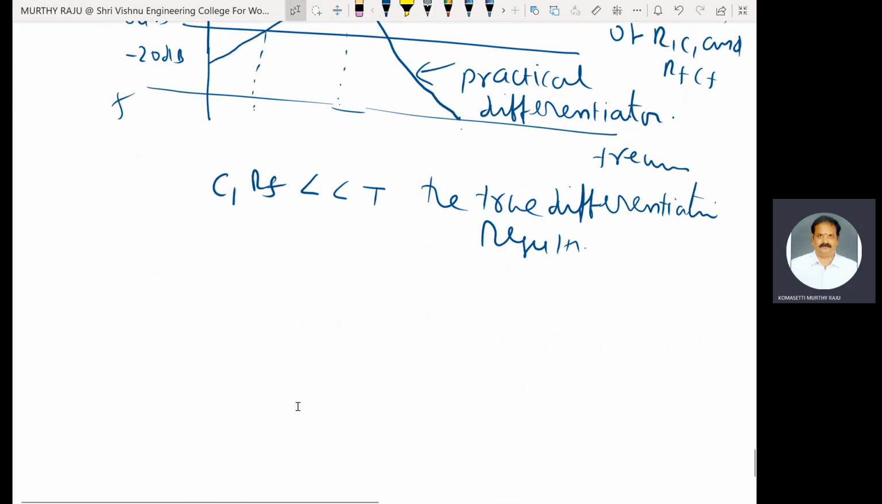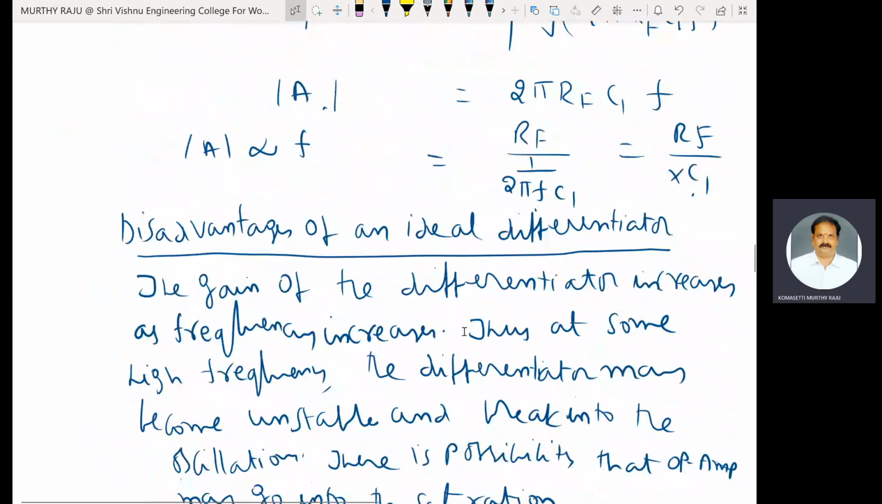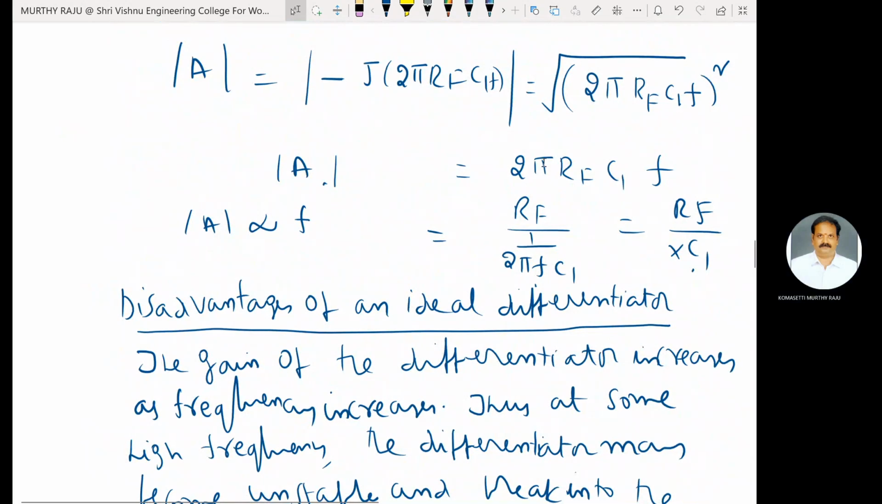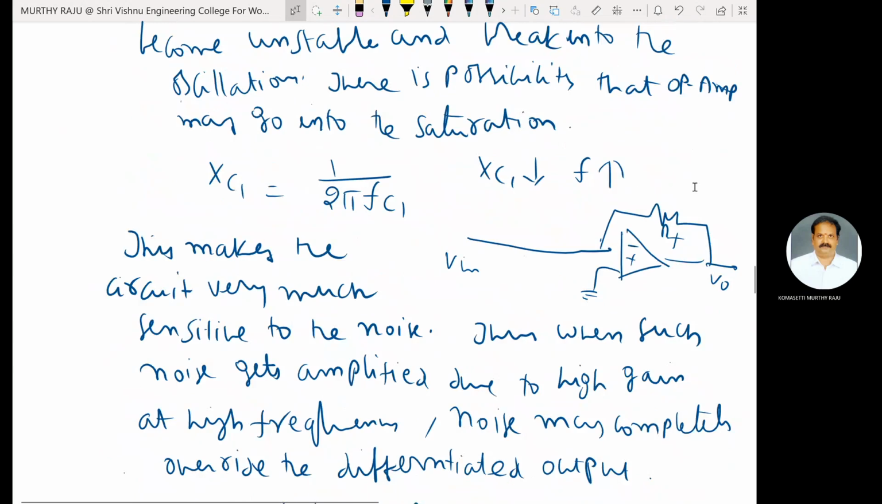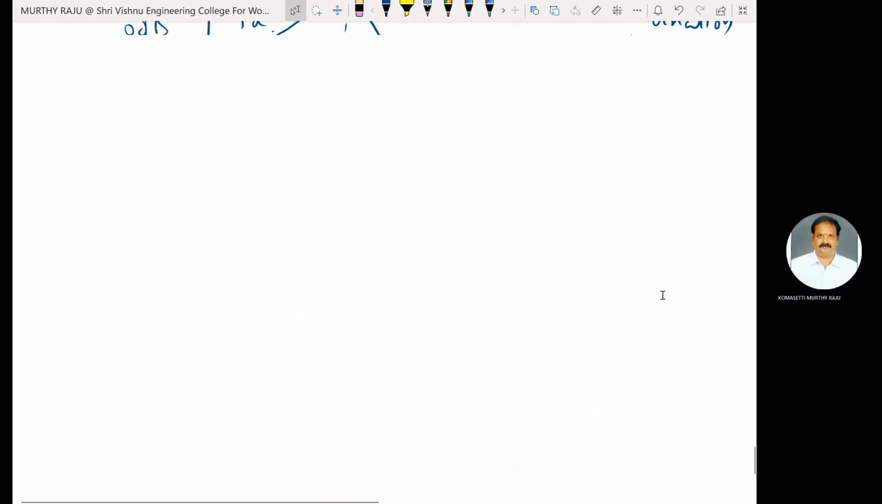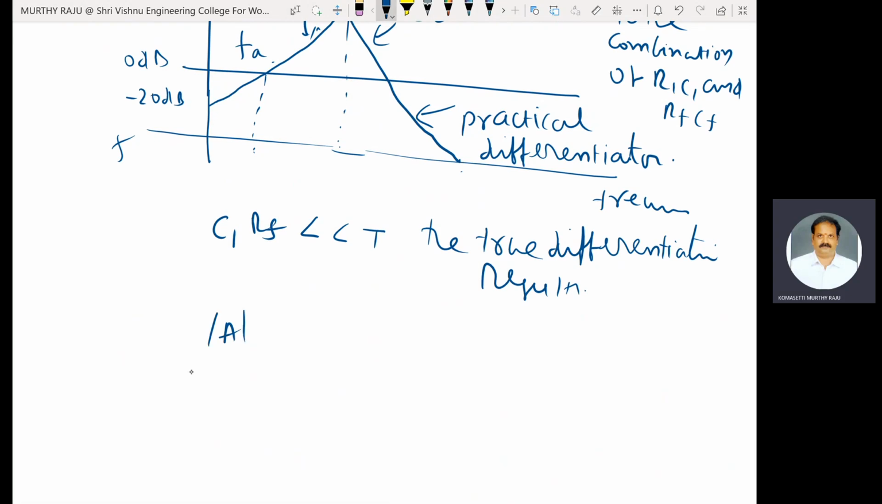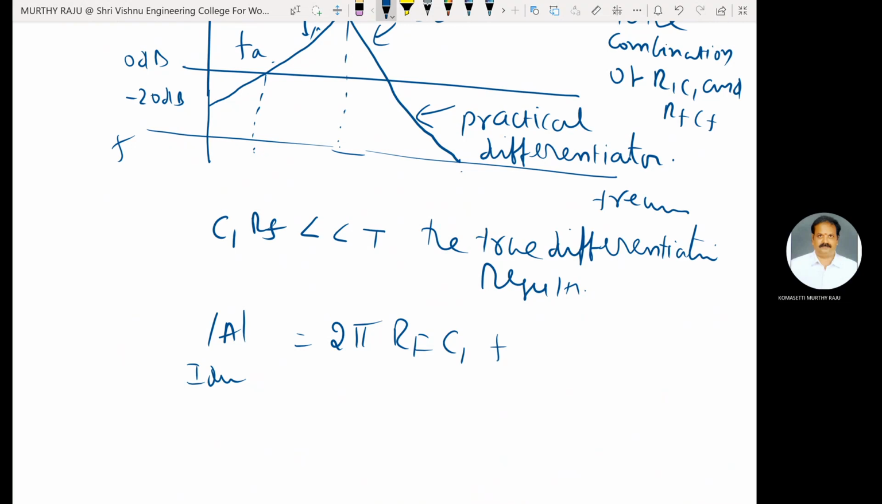Generally, we know that initially in the ideal differentiator circuit, mod A is directly proportional to F. Mod A is equal to 2 pi RF C1 into F. This is the ideal case. It is directly proportional to F.